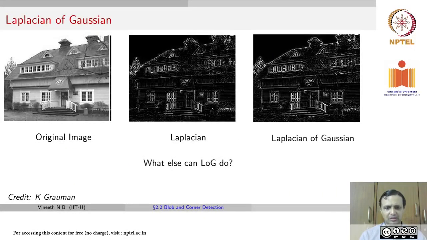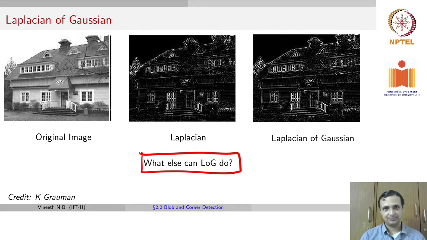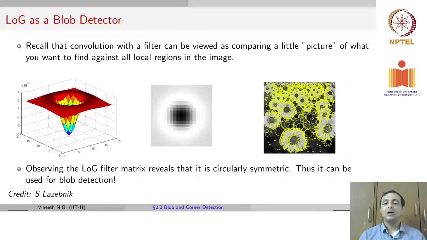Now let's ask the question. So this is something that we partially saw the last time, right? So what else can Laplacian of Gaussian do? Do you have ideas? The other thing Laplacian of Gaussian can do is detect blobs.